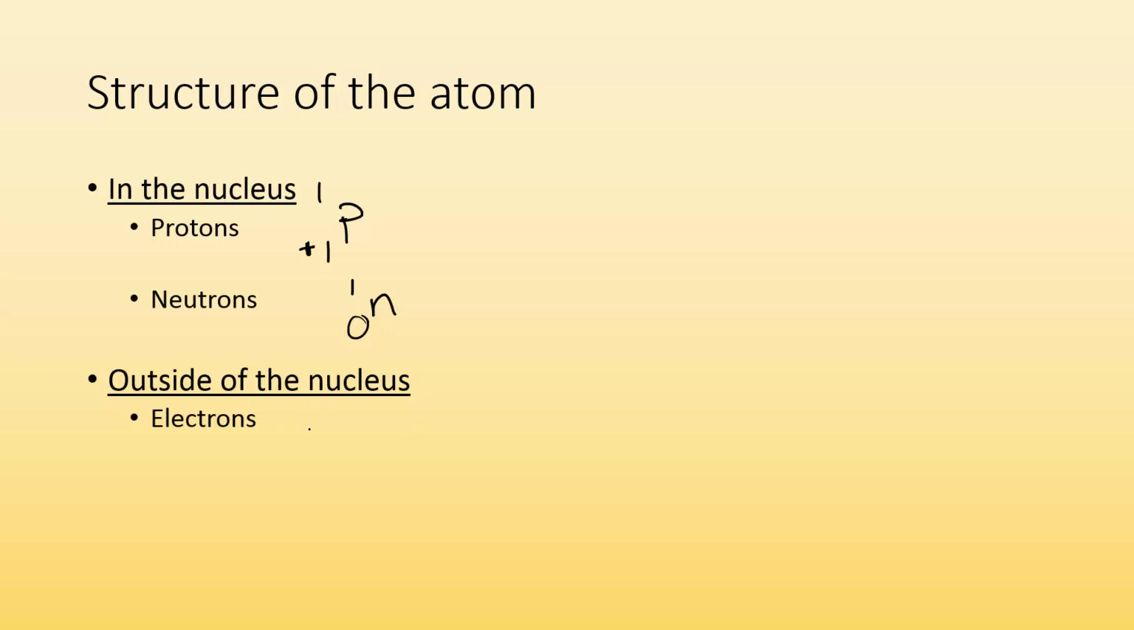And outside of the nucleus, we have the electrons. So the electrons have a charge of negative 1, and their mass is so tiny that we just say it's 0. You need something like more than 1,800 electrons to equal the mass of 1 proton. So we say it's so small that you can just say it's 0. It's almost 0. For everything that we do, it won't matter. We can just assume it's 0.